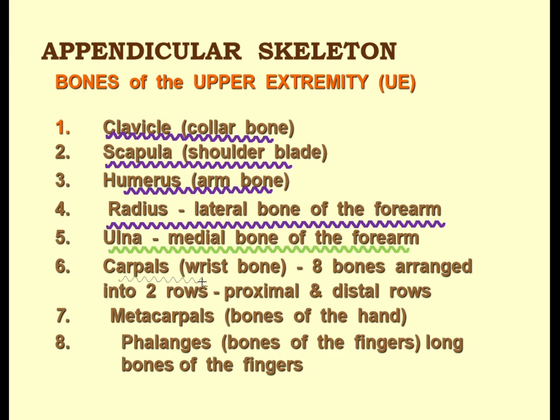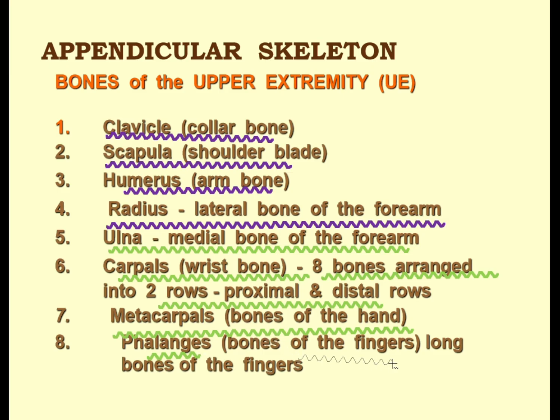Next are the carpals, the wrist bones. The wrist bones are 8 bones arranged into 2 rows, one the proximal and the other the distal row. Next are the metacarpals, the bones of the hand. Then the phalanges, the bones of the finger. The finger bones are called the phalanges, the long bones of the finger.